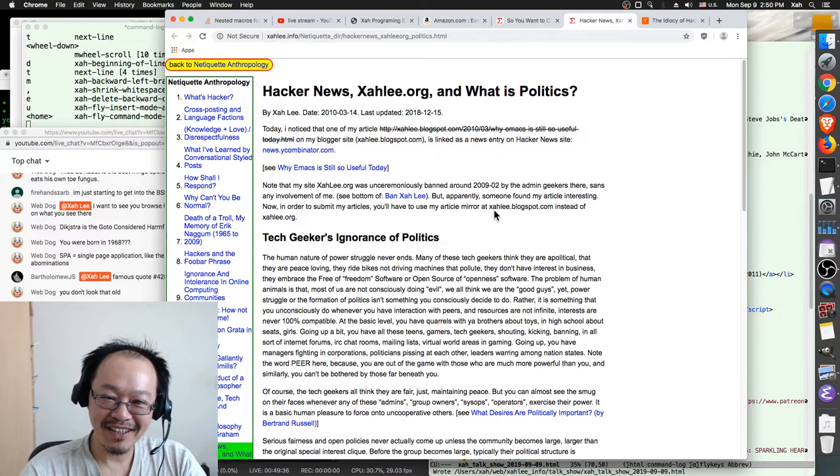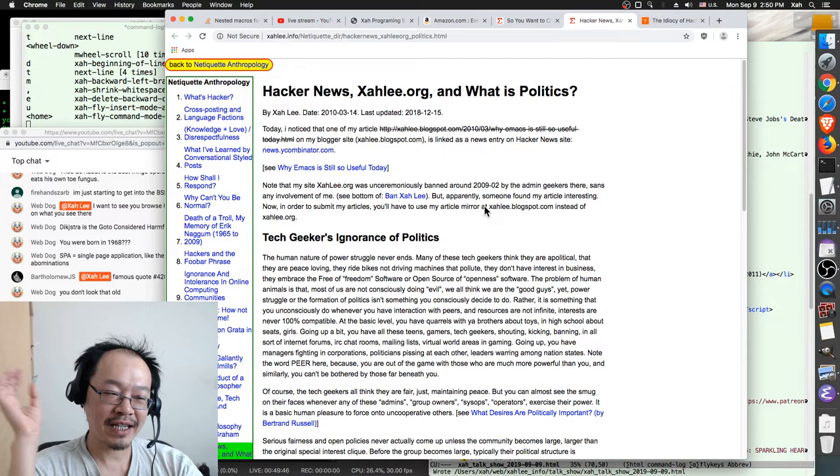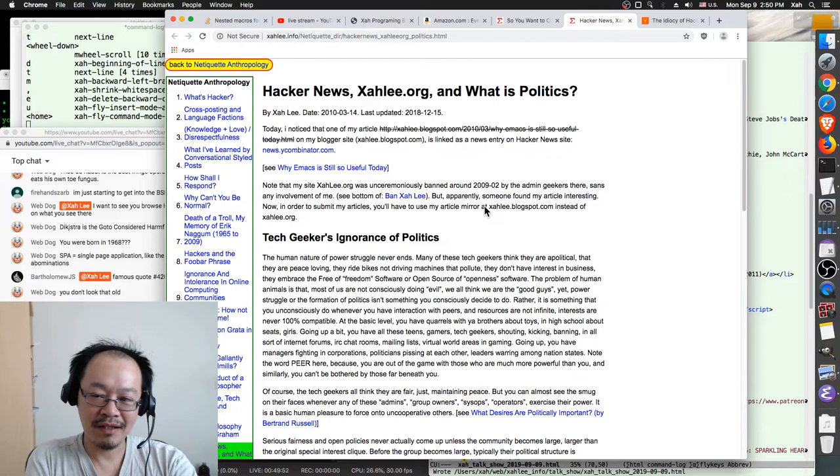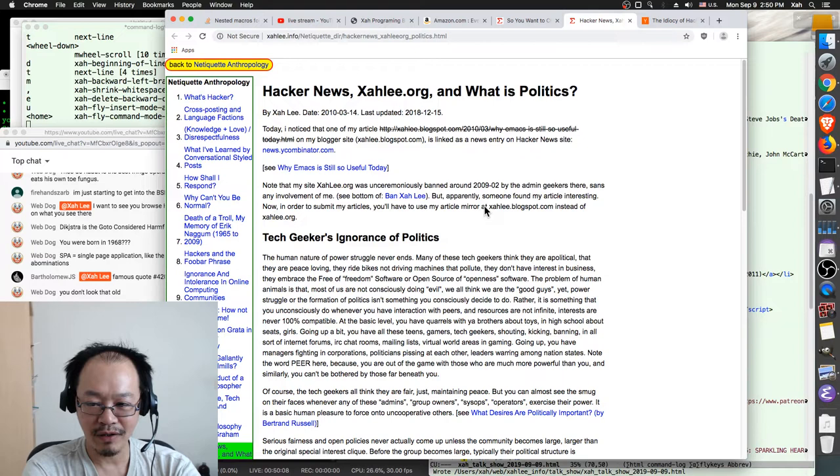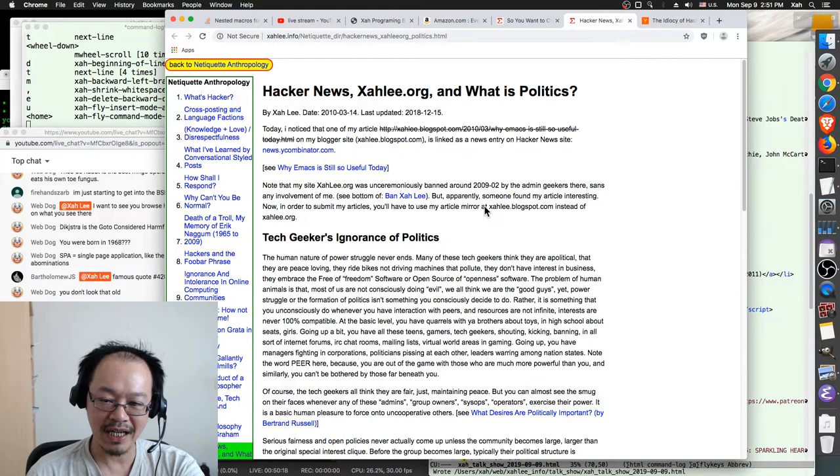Okay, so Hacker News, Xali.org, and what is politics? I don't use Hacker News, I don't use Reddit. Well, actually, I do use Reddit now and then. But when it began, in the first 5 or 10 years of Reddit, I didn't use it. Reddit began around 2004 or something like that, similar for Hacker News, because I know from these online forums that their sole purpose is to make money, to squeeze money. Maybe not when they began, but eventually they became just like Reddit.